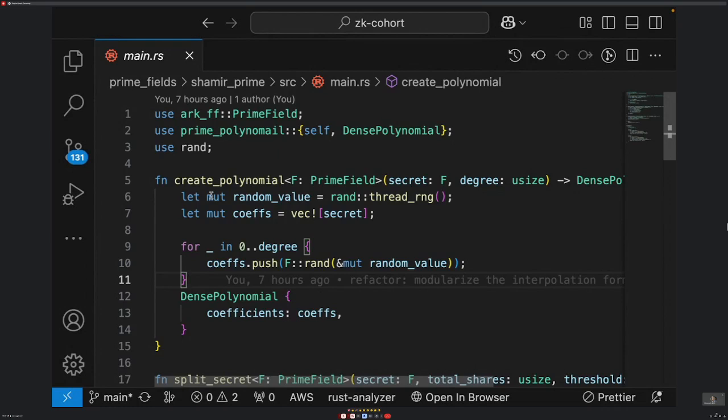So the major thing that we need to understand is that we basically need two functions. First of all, the function that is going to help us split the secret, then the function that is going to help us recover the secret. That's just what we need.